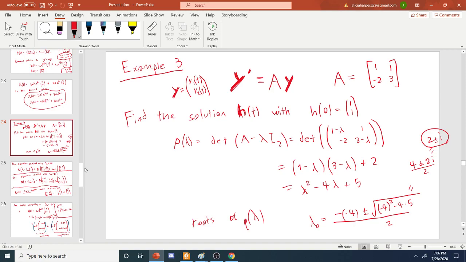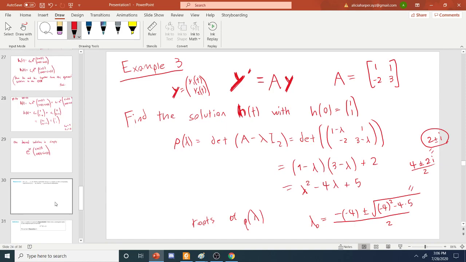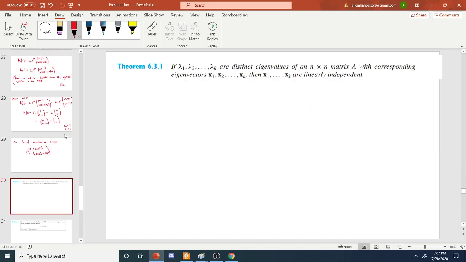So I hope this all indicates how eigenvectors and eigenvalues can be used to solve ODEs. Next, I want to do some general theory. And so I'm moving on to diagonalization stuff. So we want to consider the following statement. Theorem: if lambda 1, lambda 2 through lambda k are distinct eigenvalues of an n by n matrix A with corresponding eigenvectors x1 through xk, then x1 through xk are linearly independent. So let me prove this real quick.